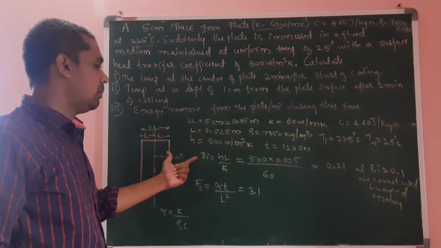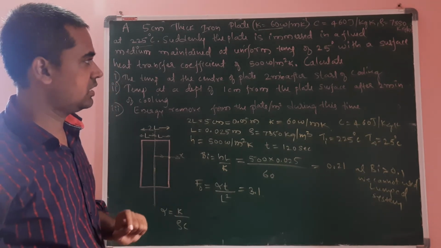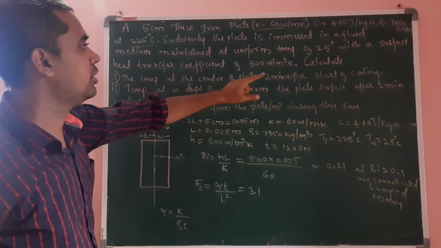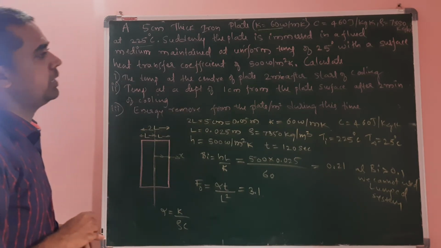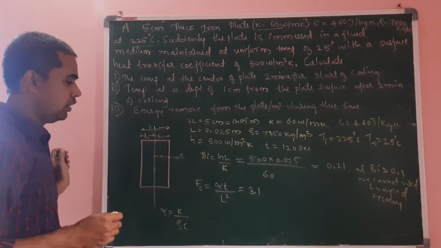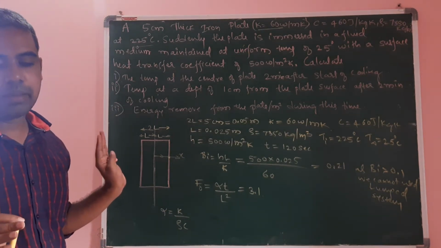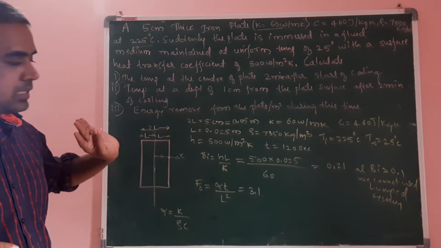Now we have calculated the Biot number and the Fourier number. Now we have to use Heisler charts to calculate the temperature at the midpoint after 2 minutes of cooling. That is the first point we have to calculate. To calculate that we need Heisler charts, which are available for that.